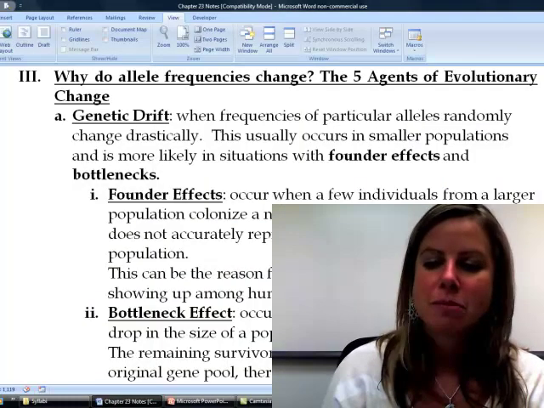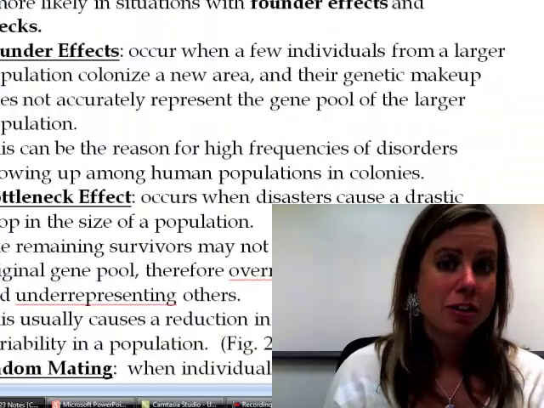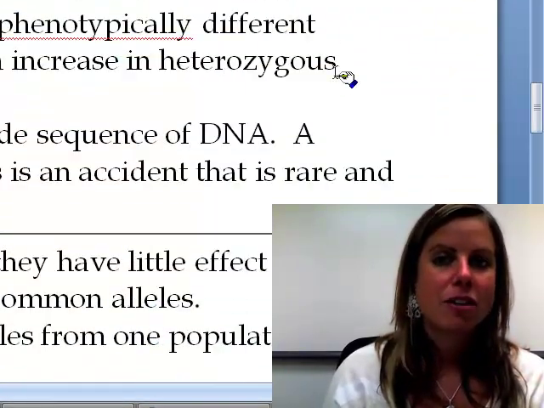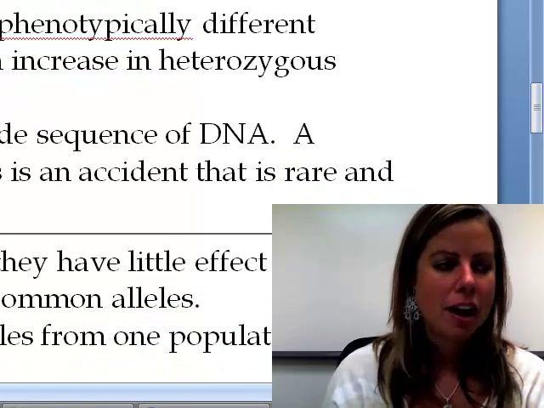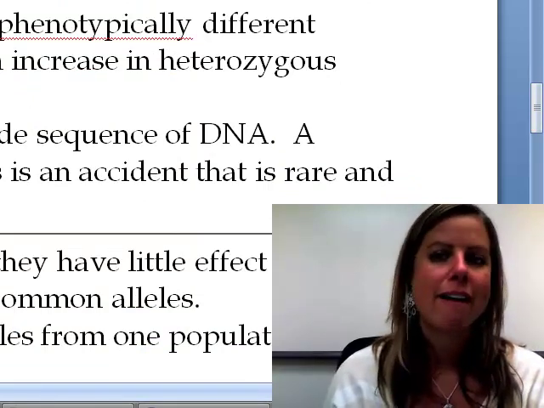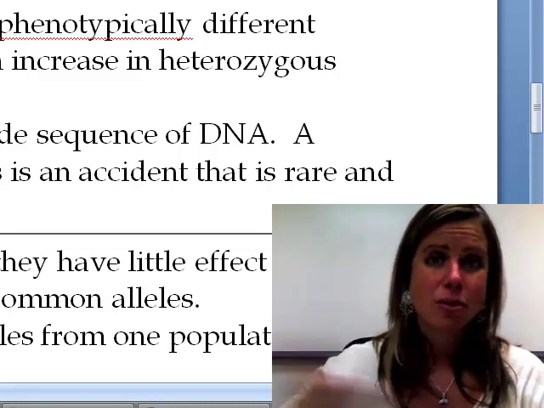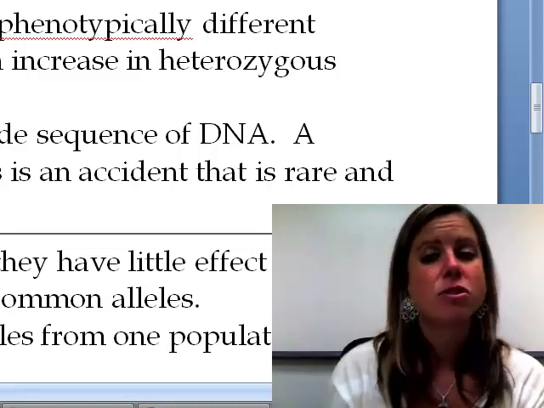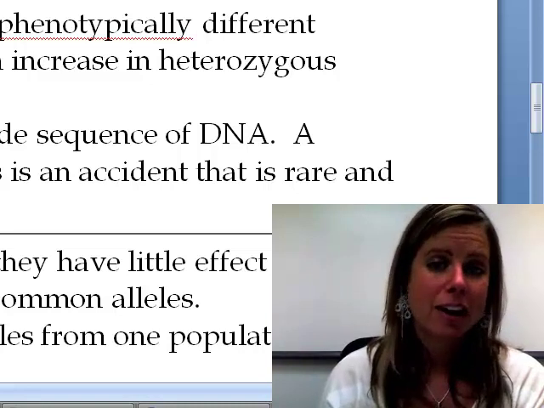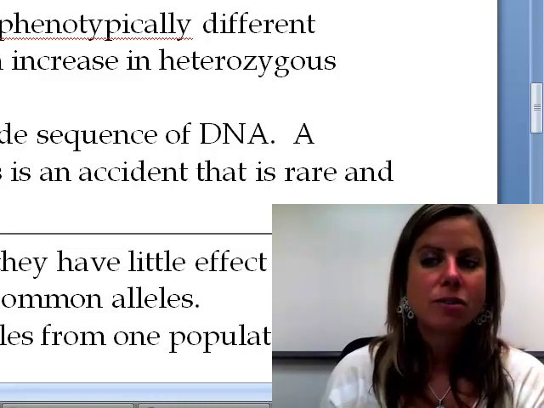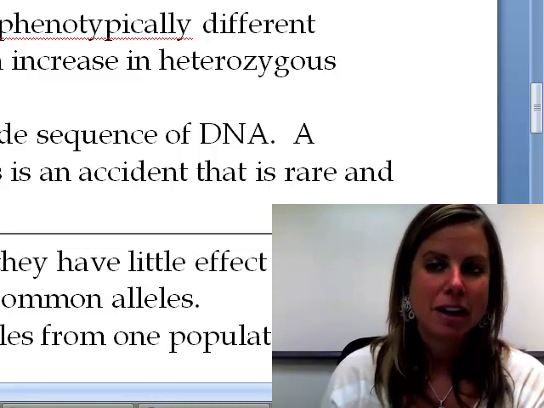So those are going to be both things that can happen if the population gets too small. Now, another thing that can happen is what's called non-random mating. Non-random mating is where you have individuals that you can kind of predict are going to mate with certain individuals. And there's two types. There's assortative mating and there's disassortative mating. So assortative mating is where you have phenotypically similar individuals mating, and that increases homozygous individuals.